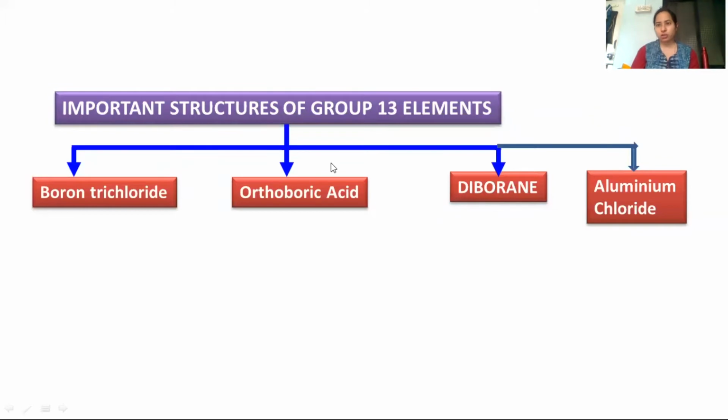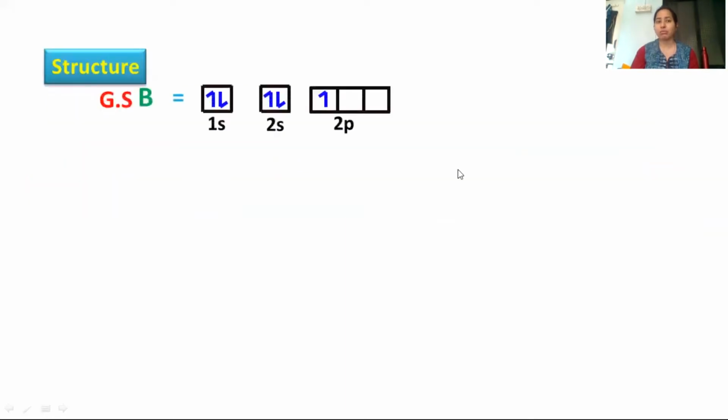The third important element that we're going to study is diborane. Diborane has a formula of B2H6. When I say B2H6, it means you have boron over here, and we normally say it's a dimer of BH3. The diborane formula is B2H6. You can see how it is formed. B2H6 is nothing but a dimer of BH3.